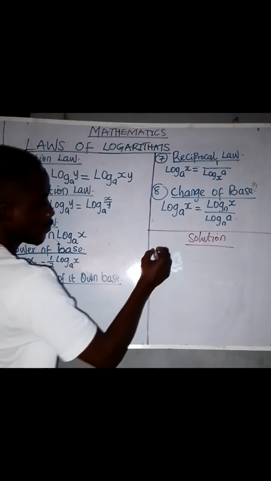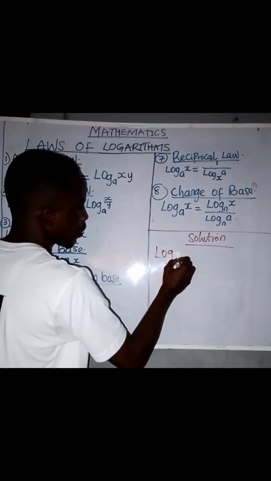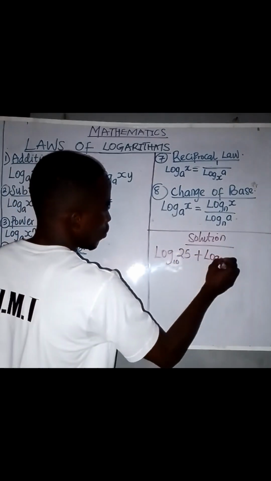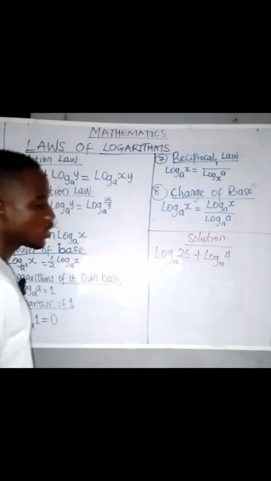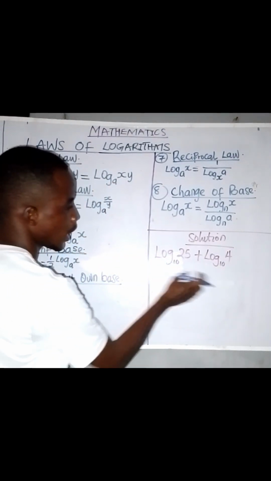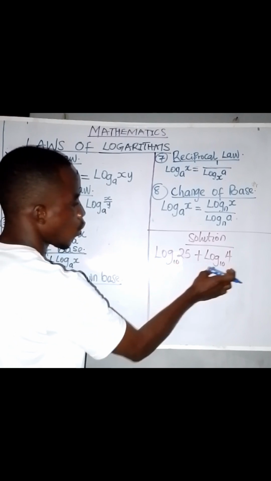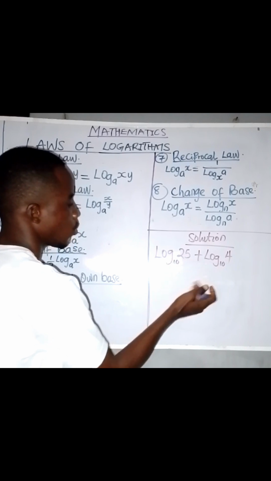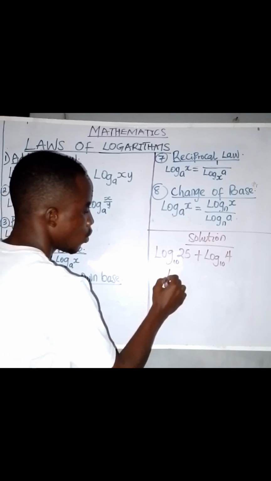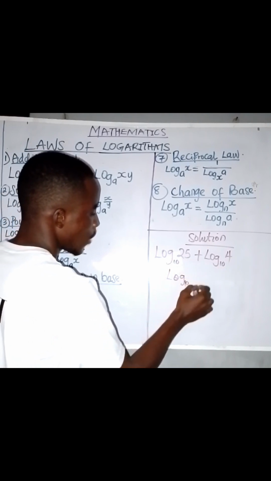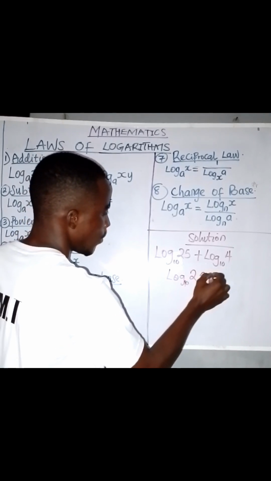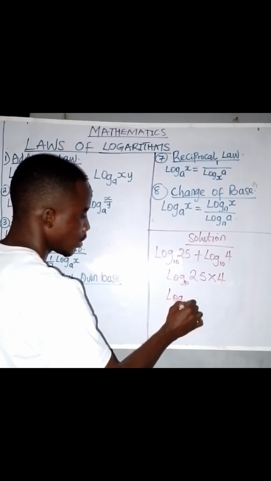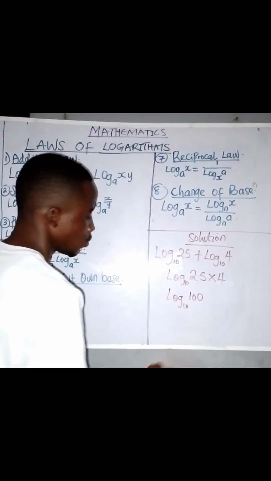For instance, we have the example log 10 25 plus log 10 4. This is log 10 and this is log 10, so I'm adding logs of the same base. Their bases here are 10. So what do I do to the numbers? I multiply the numbers. So I have log 10 of 25 times 4, which is 100.